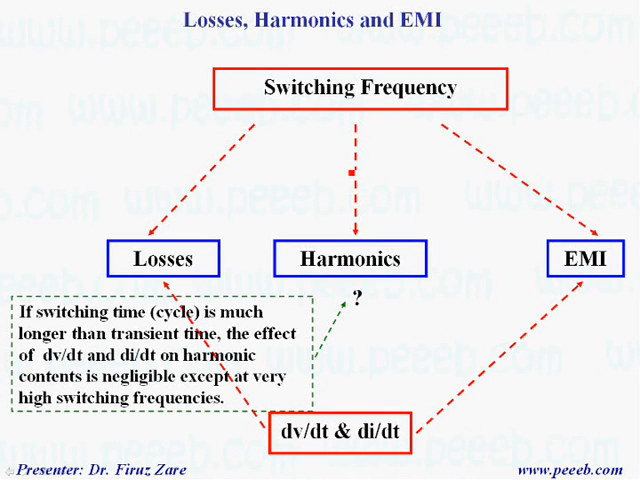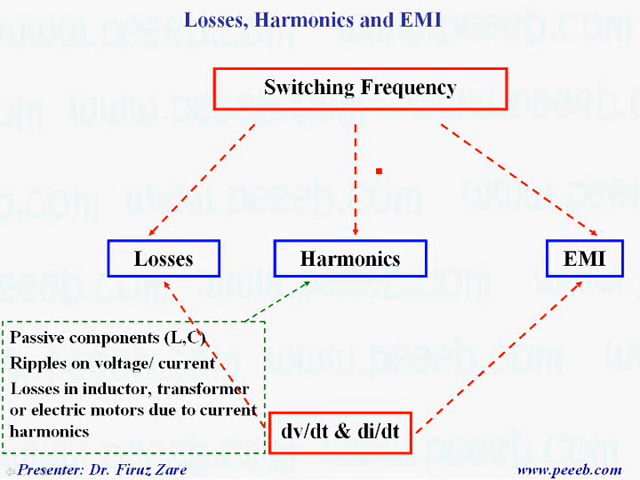In some applications, if switching time or switching cycle is much longer than transient time, the effect of dv/dt and di/dt on harmonic contents is negligible, except at very high switching frequencies. So that's why we can see that switching frequency can affect harmonics. For example, at very high switching frequency we may have less harmonics, but the drawback is more losses. So let's concentrate on switching frequency.